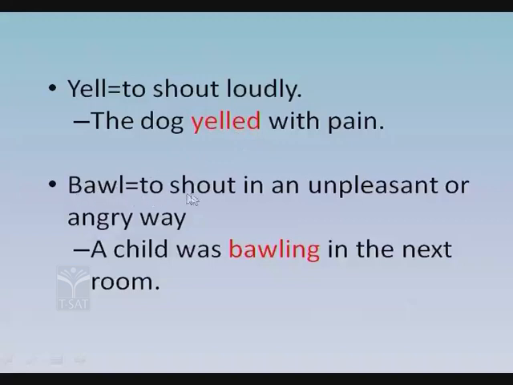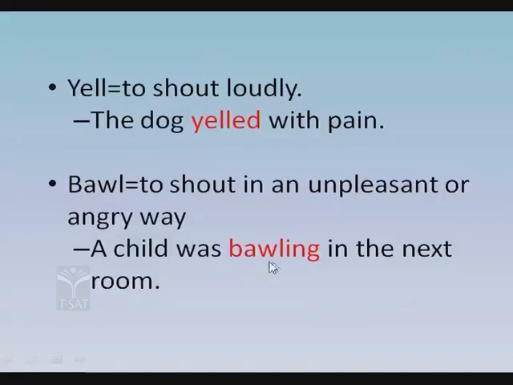Bawl, to shout in an unpleasant or angry way. That means non-stop shouting. The child was bawling in the next room. That means it was crying so bitterly, or the way it was shouting, it was not stopping. That is called bawling. So, children, you all have learnt the words related to shout.